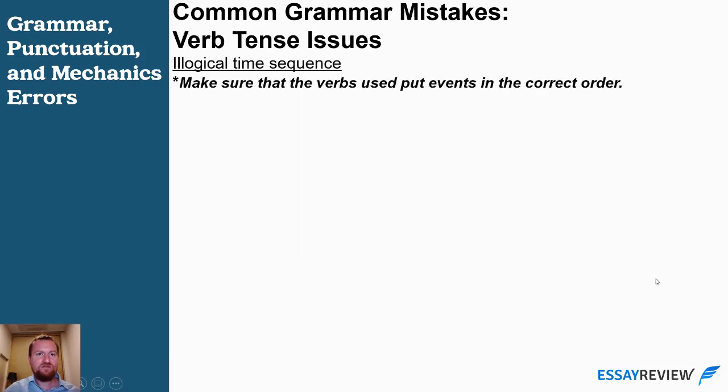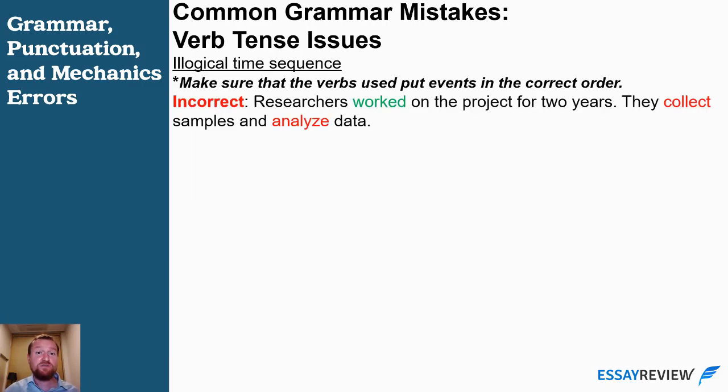All right? Let's discuss the tense, because verb tenses are often misused in papers. So we want to make sure the tenses are consistent. Researchers worked on the project for 2 years. They collect samples and analyze data. Why is this a problem? Well, we have two different forms, which makes the reader wonder what was happening. What is the time? The time is confusing here.